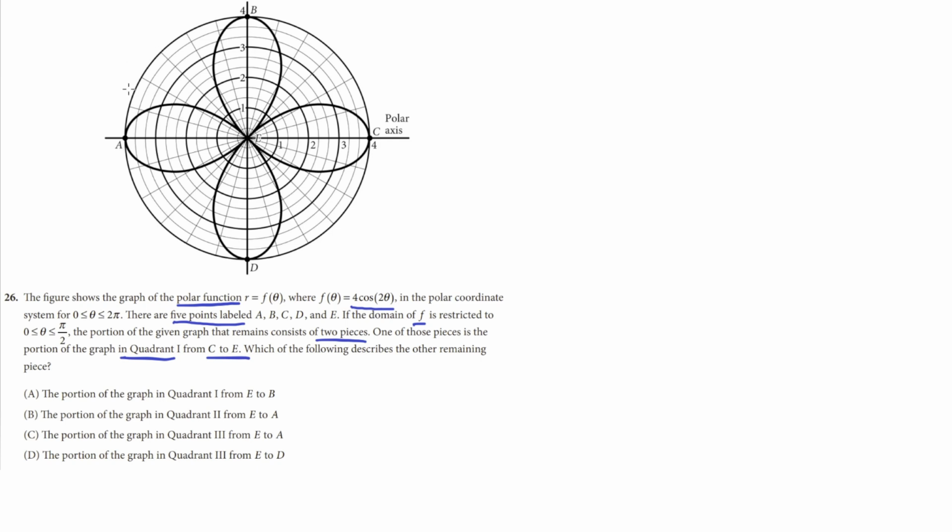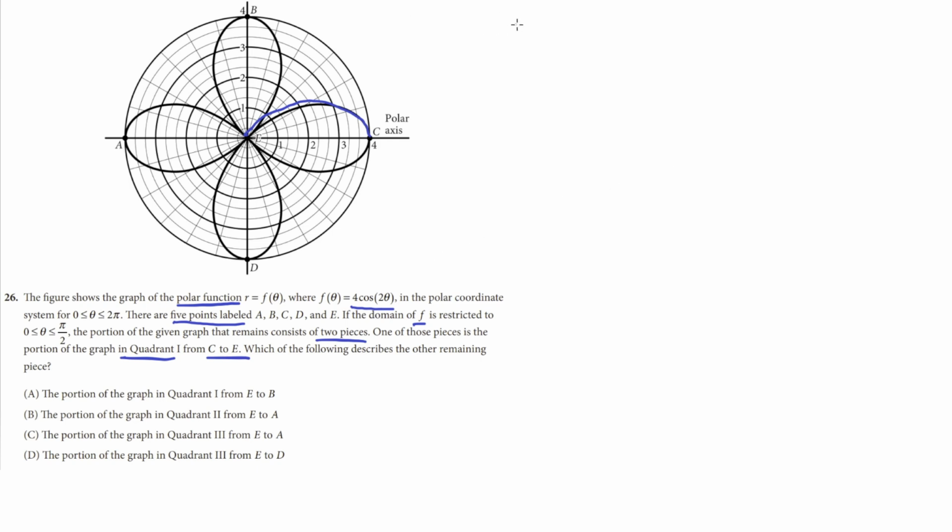So we are given this polar function of 4 cosine 2 theta, and we are going to restrict theta from 0 to pi over 2. And one of the pieces that remains is this piece here in quadrant 1 from C to E. We need to find the other piece. So we can do that by plugging in some points.